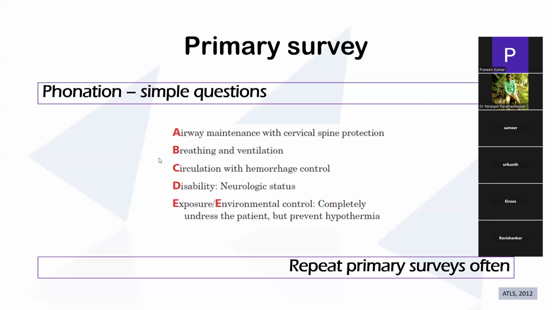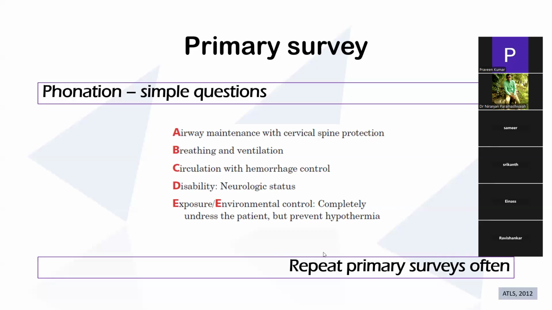So phonation is a very, very simple thing. If somebody cannot speak, then your antenna must go up and you look at these three things: airway maintenance, looking for foreign bodies, tongue falling back; breathing and ventilation; circulation. All this is very clearly known. I'm not going to go into it in depth, but that is the first drill, even in abdominal trauma. And I'm going to say this a million times in the course of the next hour.